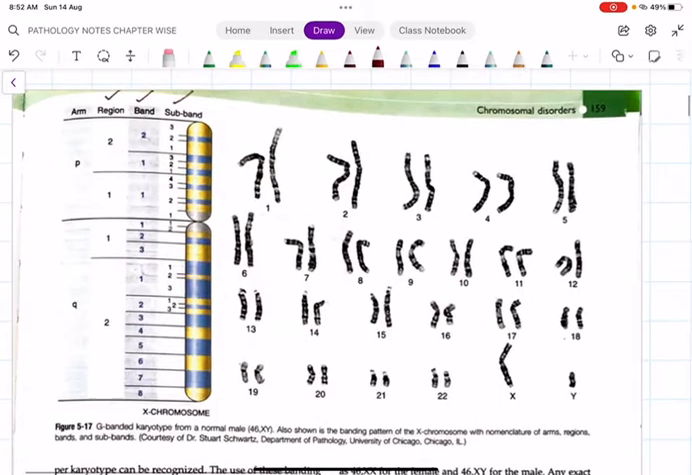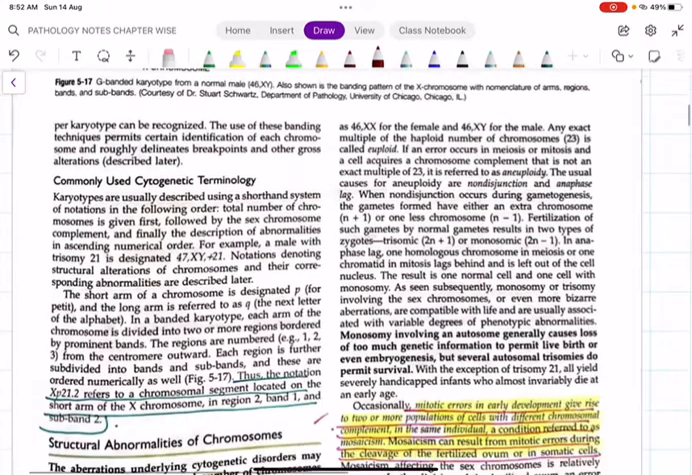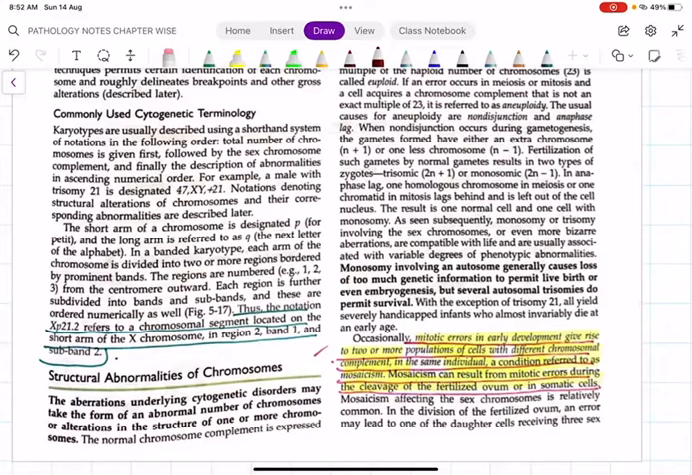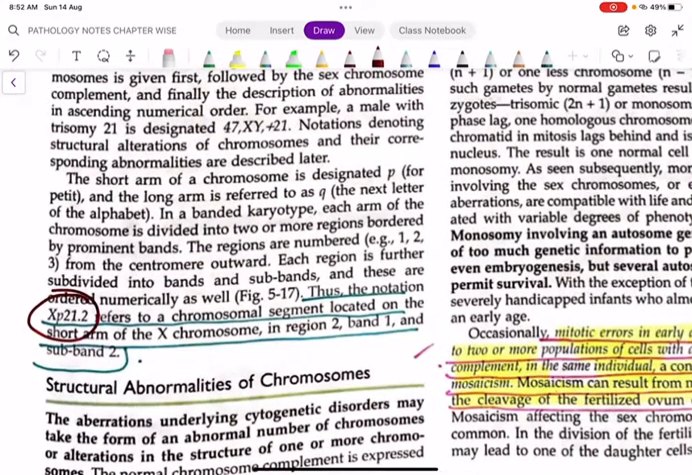See, this is the Giemsa banding of a karyotype. We have an arm, which we call P or Q. Then we have a region, we have a band, and finally we have a subband. For example, Xp21.2. We can read it like that. X stands for the X chromosome. P stands for the short arm of the X chromosome. 2 stands for region, then the band is 1, and finally the subband is 2.